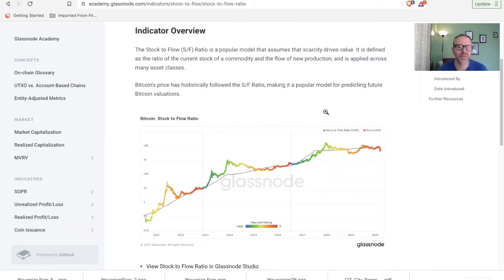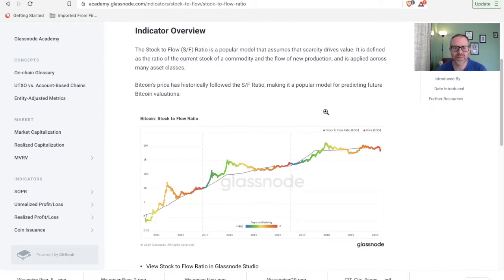So let's read Glassnode Academy's definition here. The stock to flow ratio is a popular model that assumes that scarcity drives value. That kind of makes sense, right? If you have an asset, we've probably all heard of supply and demand. Well, this is the supply side. Less supply means more scarcity, which tends to drive the price up.